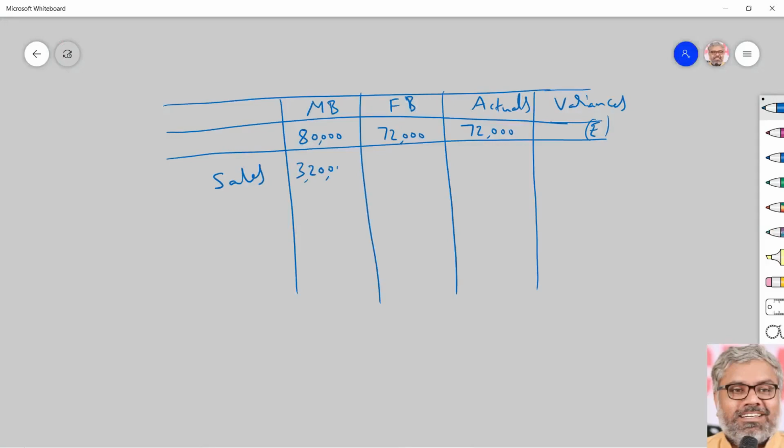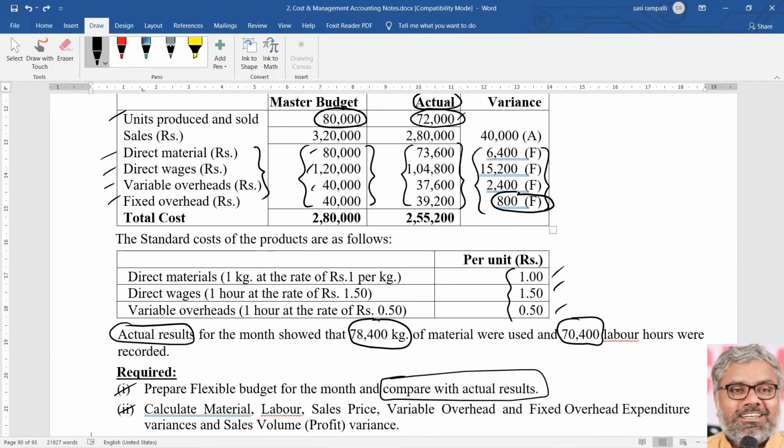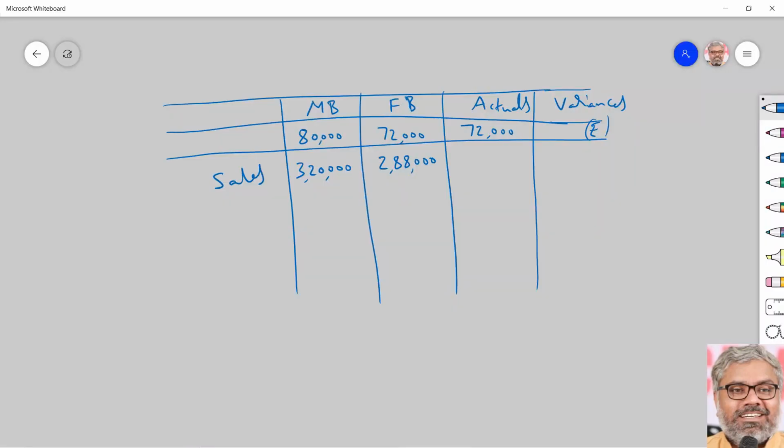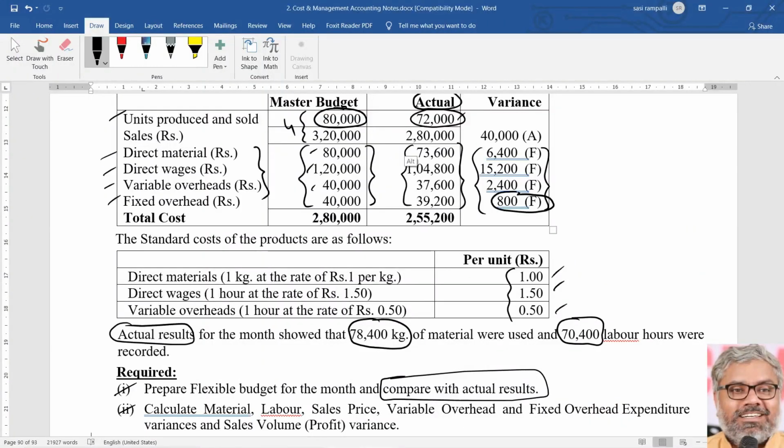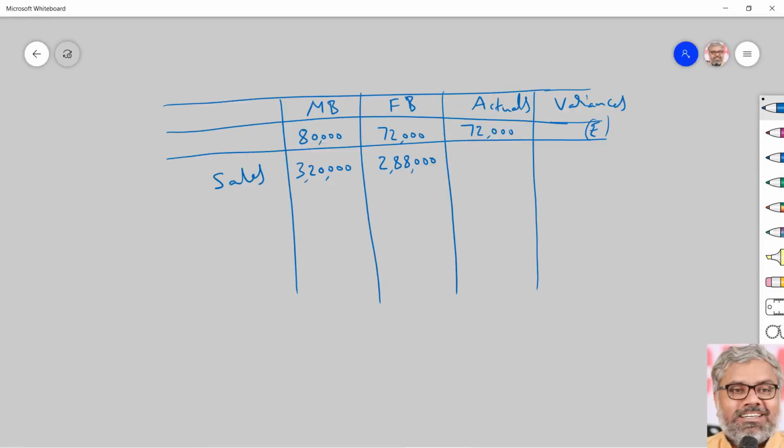3,20,000 rupees. But flexible budget should be for 72,000 units only. So 72,000 into 4 will be how much? Only 2,88,000 rupees. Because budgeted selling price was 4 rupees per unit. That is clear from here. 3,20,000 divided by 80,000. Budgeted sales were 80,000. That was the plan, but did not happen, right? Actual sales are only for 72,000. So ideally, the 72,000 units should have been sold for how much? They should have been sold for 2,88,000 rupees.